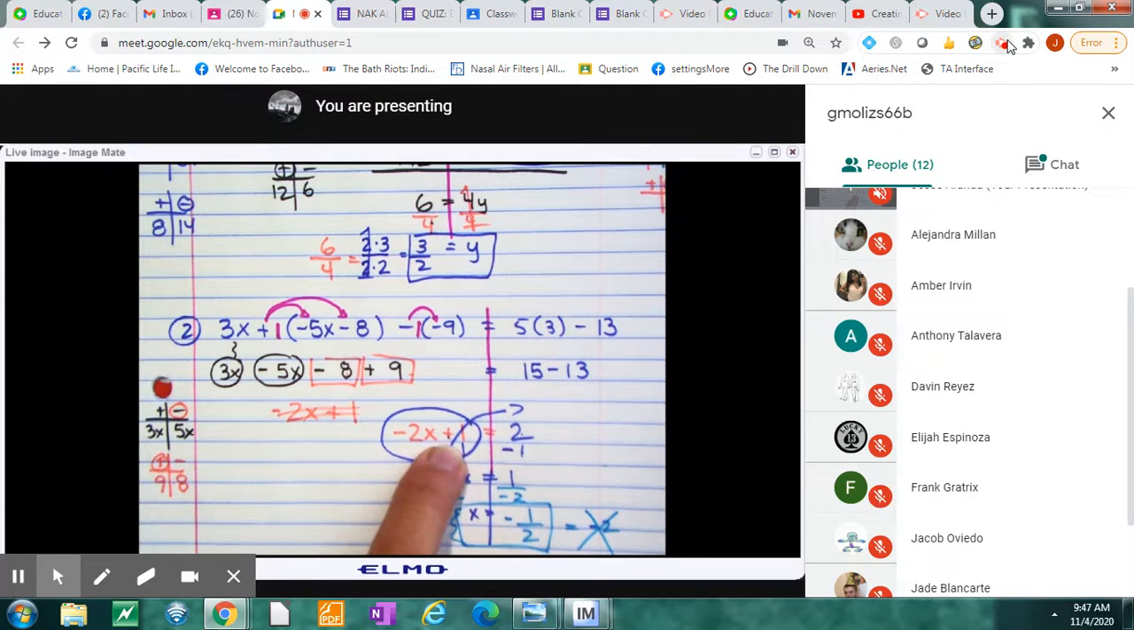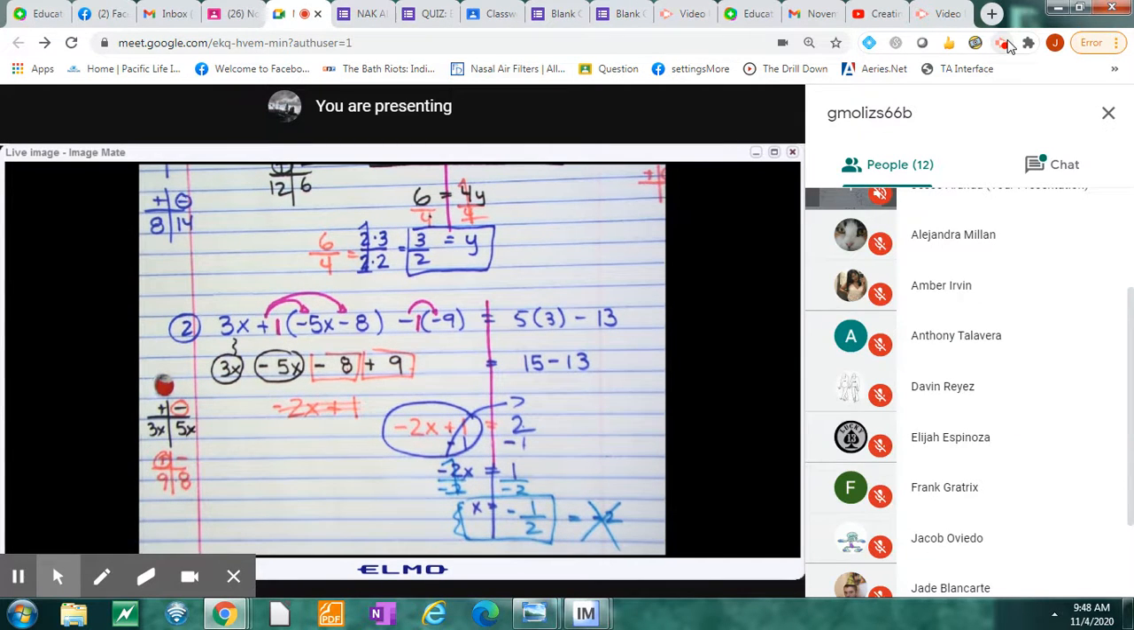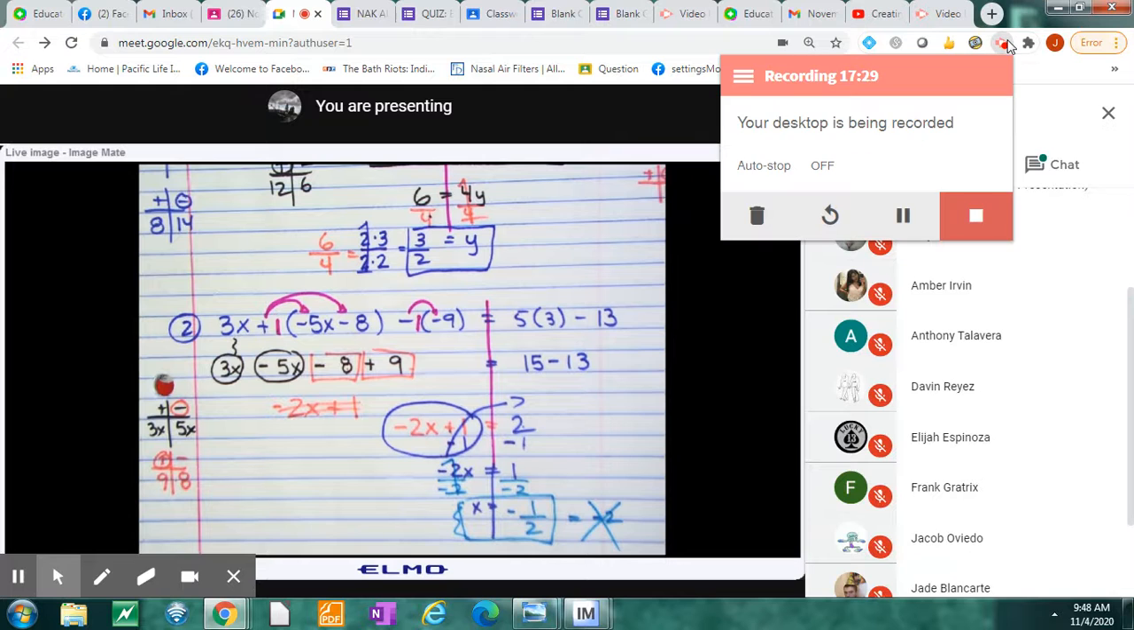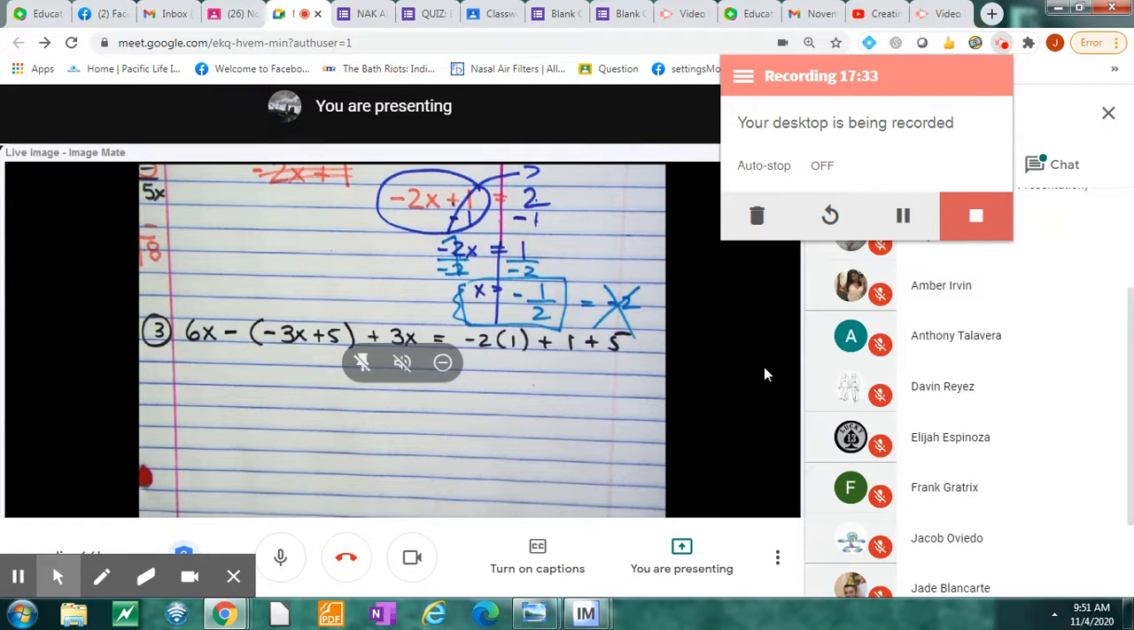And we did the opposite. The opposite of adding 1 is subtracting 1 on both sides. And then the opposite of multiplication is division on both sides. And there's your answer. So far, so good. And you could always go back to my recording. All right, here we go.